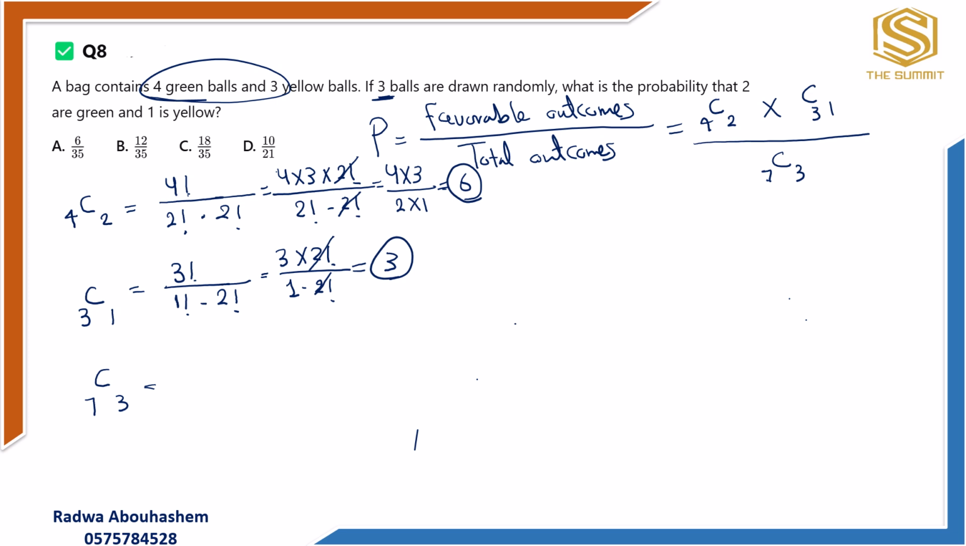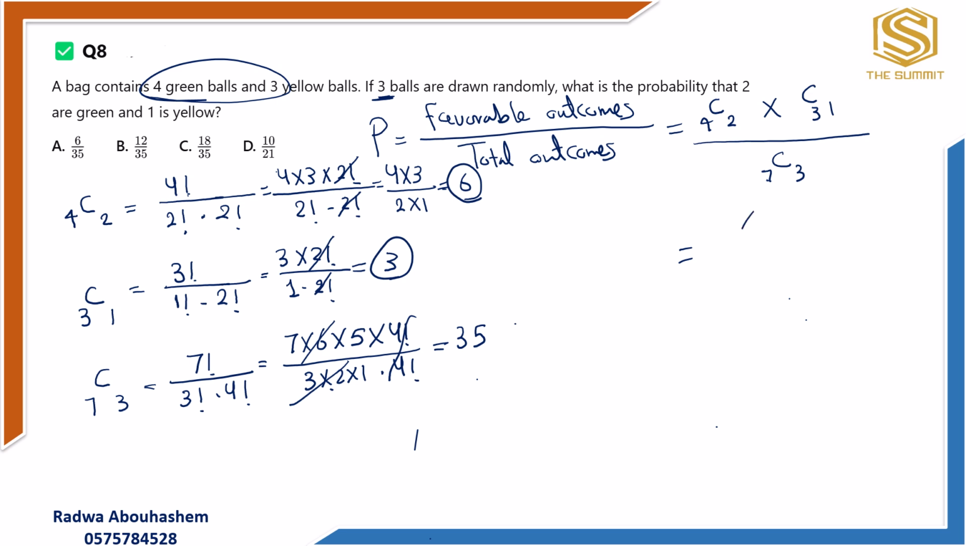Let's get the combination here. So 7 factorial over 3 factorial times 4 factorial. The 7 factorial is 7 times 6 times 5 times 4 factorial, over 3 factorial times 4 factorial, and the 3 factorial is 3 times 2 times 1. They cancel here. Let me simplify. 6 cancels with 6. So 7 times 5 gives me 35. Now let's apply the rule here. 6 times 3 over 35. So it's 18 over 35.